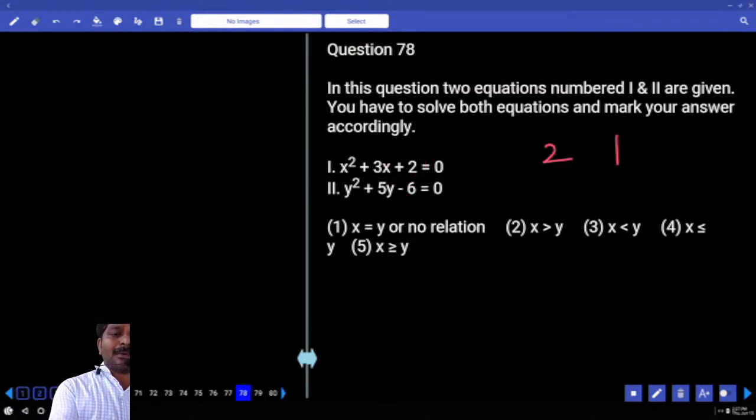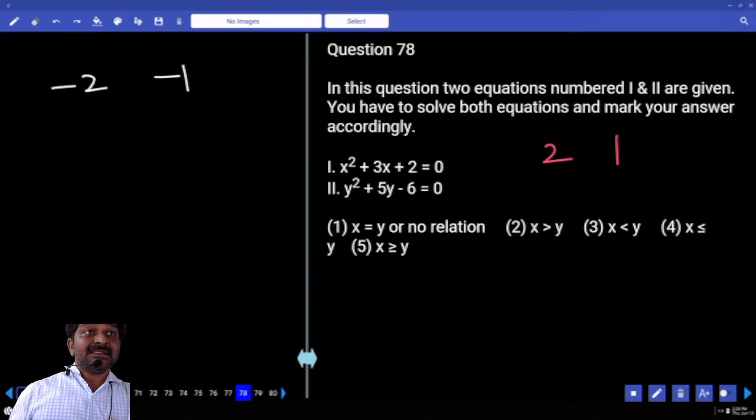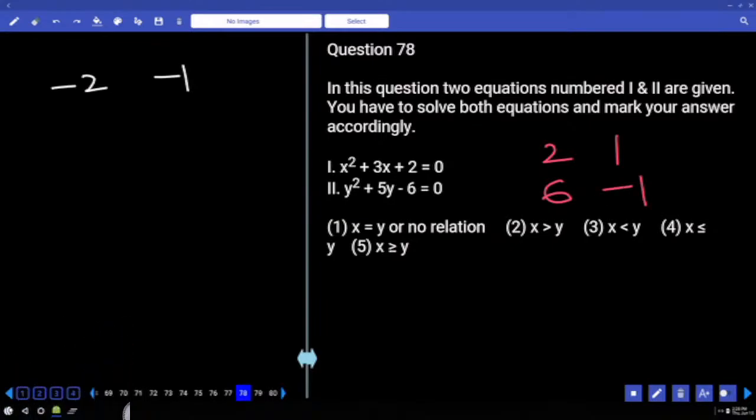Combination 2 comma 1. Factors minus 2 minus 1. Product must be minus 6. Sum must be plus 5. 6 comma minus 1 is the combination. Product is minus 6. Look at that. Product is minus 6. Sum is equal to plus 5, right? Then factors are minus 6 plus 1. Correct? Minus 1 or minus 2, whatever you take, that will be in between these two numbers. If you have an in between condition, answer: relation cannot be established.